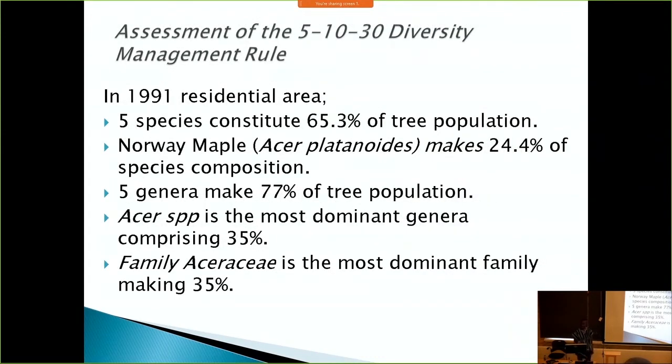With regards to the 1991 residential area, 5 species were also found to constitute 65% of the entire street tree population. The Norway maple was also found to constitute 24%. 5 genera were found to constitute 77% of the entire tree population, and Aceraceae as well dominated with 35%.